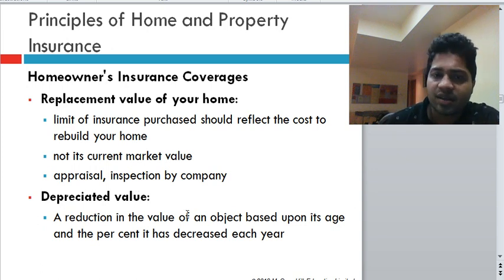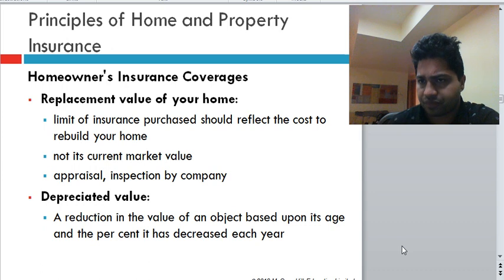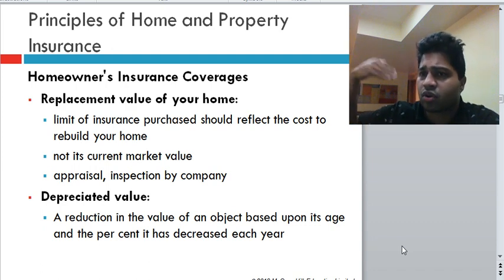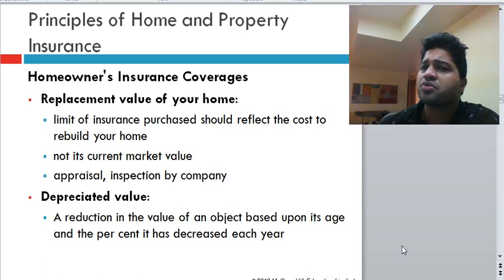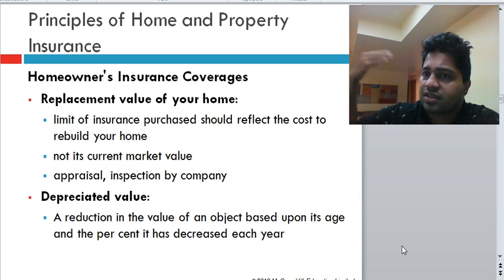Depreciated value is a concept where there is a reduction in the value of an object based on its age and the percentage it has depreciated each year. In this form of insurance, it doesn't calculate the replacement cost. It calculates what the house cost, what it is currently selling at, and how many years you have used that house, so what depreciation applies to that value.